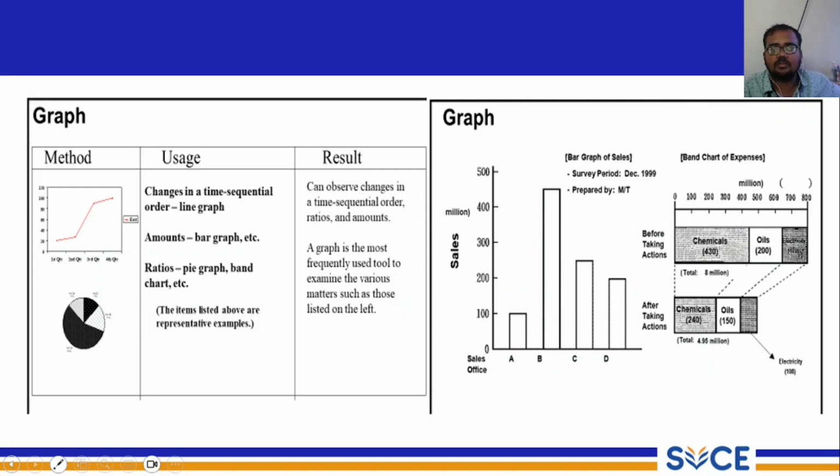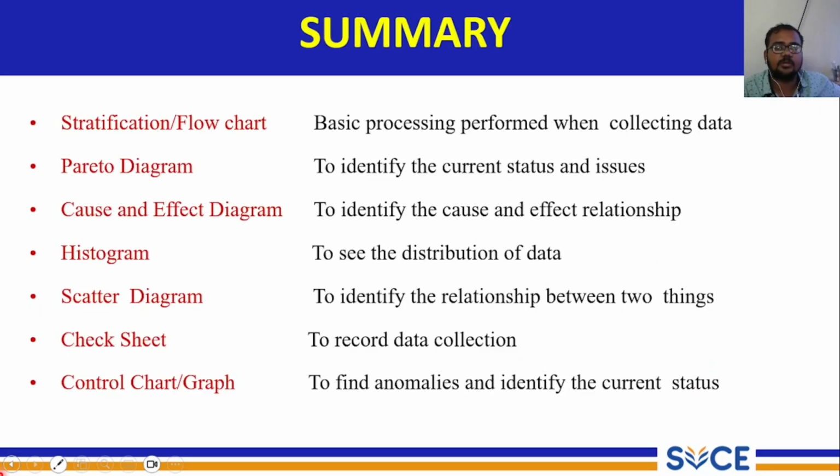It's one of the very common techniques which is used for all the 7 quality tools in common. To put it in a nutshell, the summary is: stratification and flowchart are used where basic processing is performed when collecting the data, and the Pareto chart is used to identify the current status and issues. To find out the cause and effect relationships, we use the cause and effect diagram, and to know how the data have been distributed, whether uniformly or randomly, we go for the histogram. To identify the relationship between two particular sets of data, we go for a scatter diagram, and the check sheet is a very basic tool where it's only about collecting data.